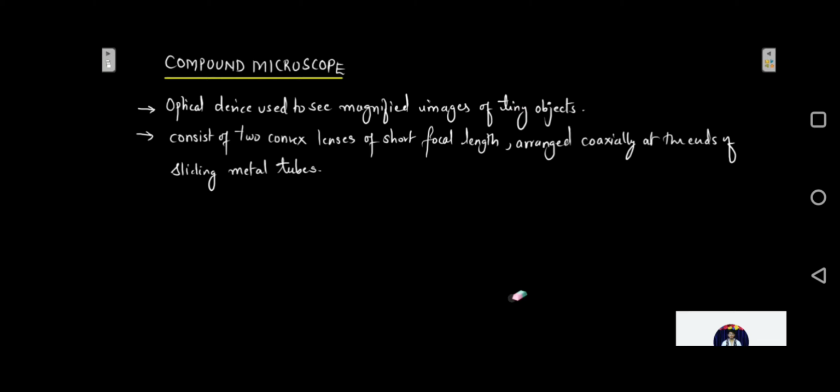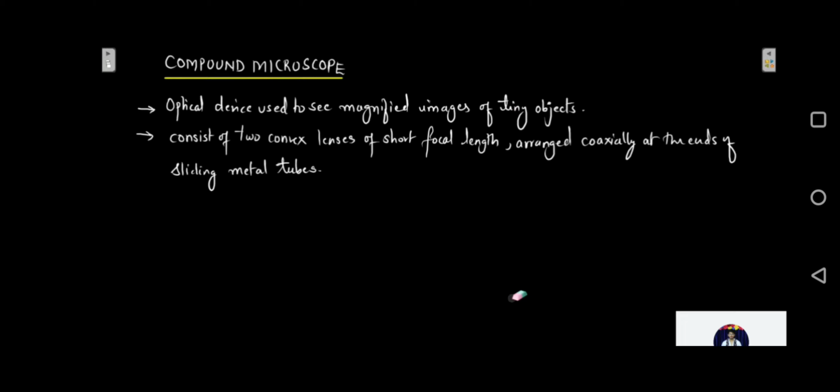They are going to have short focal length, and these lenses are going to be arranged coaxially, at the ends of a sliding metal tube, so that the position of the two convex lenses can be adjusted. They have a short focal length, and they are arranged coaxially to each other, that is along a single axis. So these two convex lenses are going to have a specific length.